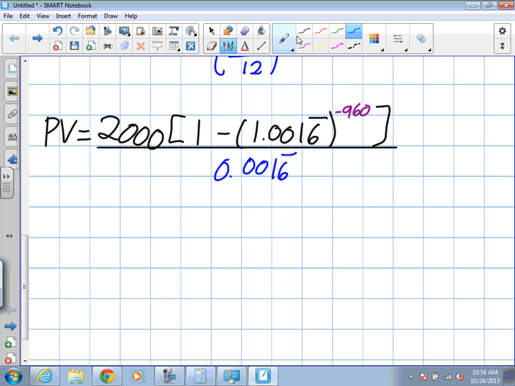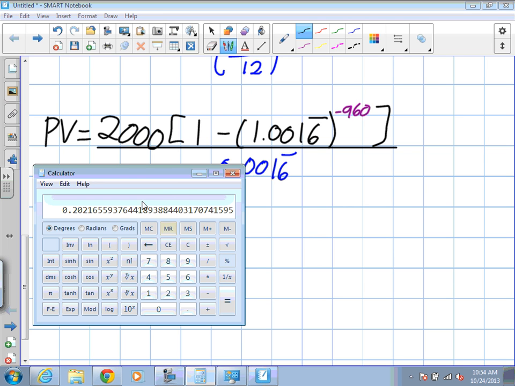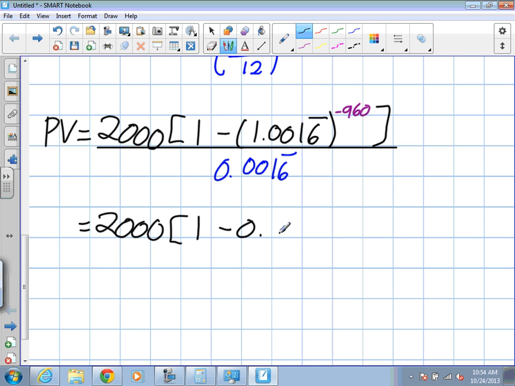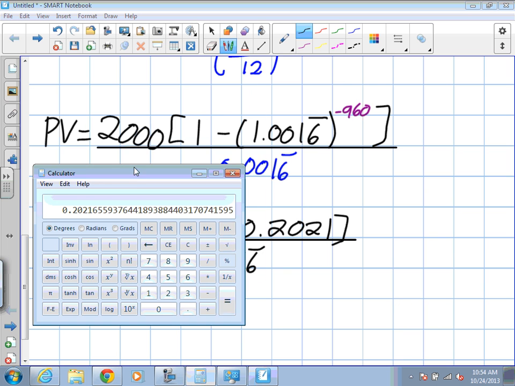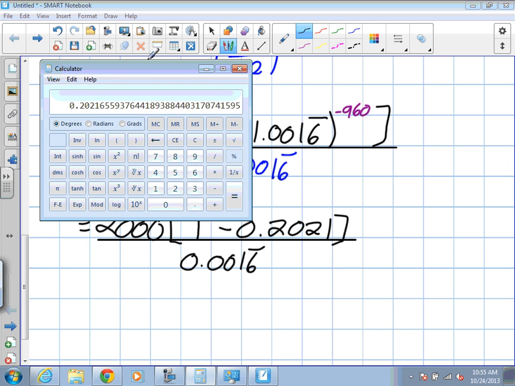So our next line reads 2,000 with 1 subtracted by, and we'll take our number here, 0.2021. Still divided by our 0.0016 repeated. Okay. We're then going to work with our brackets. We have to take 1, subtract that number. Am I able to do that in this case? Yes. If I make this negative and then add 1, give me an answer. Okay. 1 subtract that value is 0.7978.